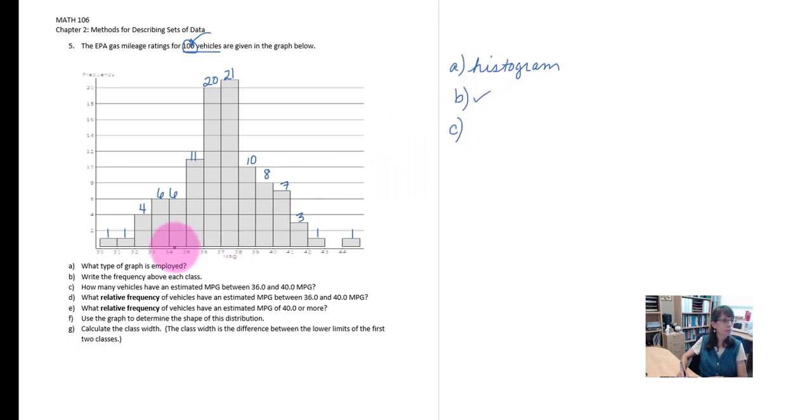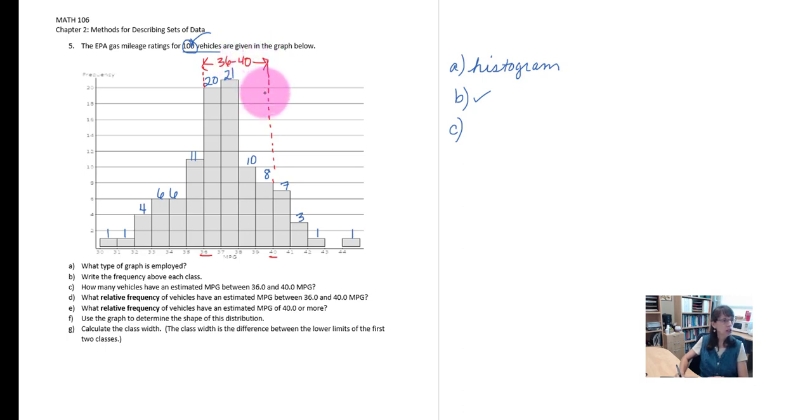Part C, how many vehicles have an estimated miles per gallon between 36 and 40 miles per gallon? So I'm going to look at this horizontal axis for miles per gallon, find 36, and make a boundary there. That's the lower boundary. The upper boundary would be 40 miles per gallon. There's 40 miles per gallon. So I'll make a boundary mark here. So in between these boundaries would be 36 to 40 miles per gallon.